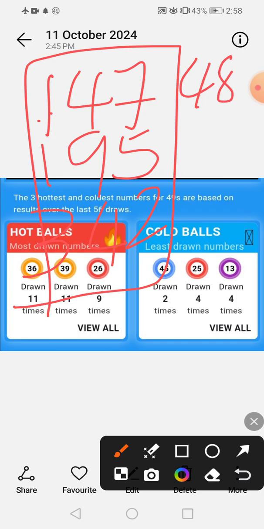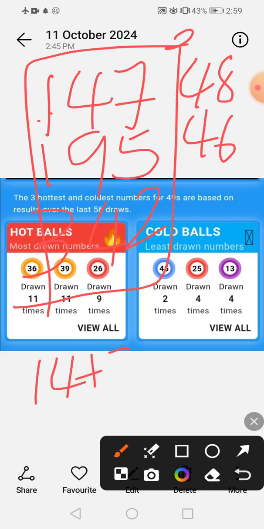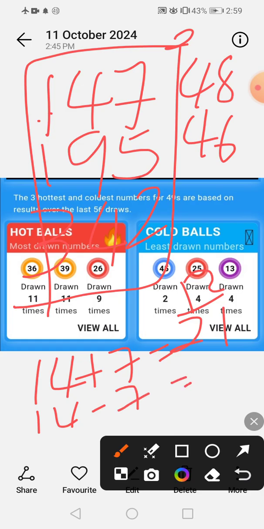47 minus 1 is a 46. 14 plus 7 is a 21. Sorry about that. 14 plus 7 equals a 21. The one that I was talking about is a 12. 14 minus 7 equals a 7. So as you can see, when we say 4 plus 7 is 11, plus 1 is a 12. Can you see? So that 21 and 12, those numbers are going to cause traffic.